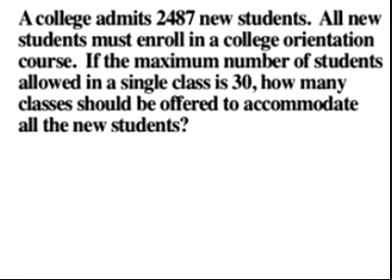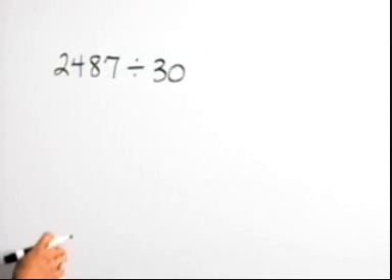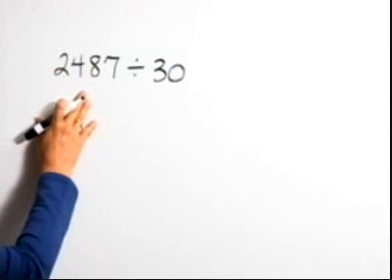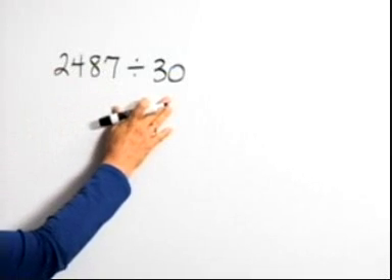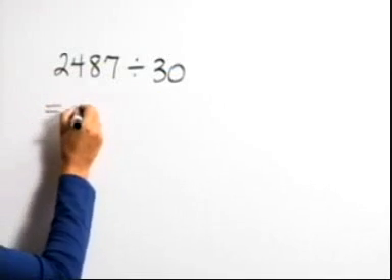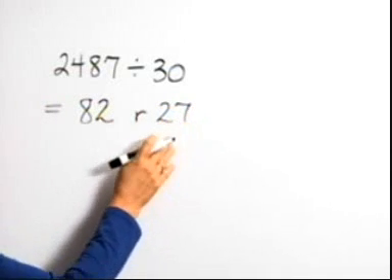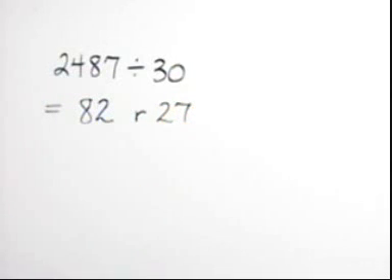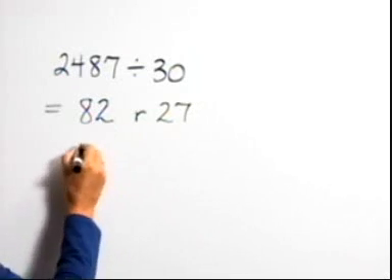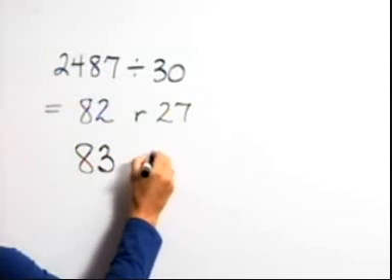A college admits 2,487 new students. All new students must enroll in a college orientation course. If the maximum number of students allowed in a single class is 30, how many classes should be offered to accommodate all of the new students? Well, you can see that I've set it up so that I have my 2,487 students divided by the 30 per class. That will give us 82, remainder 27. The problem is we have a remainder. Because we have a remainder, we have to round up to accommodate the remaining 27 students so that our answer is 83 classes.